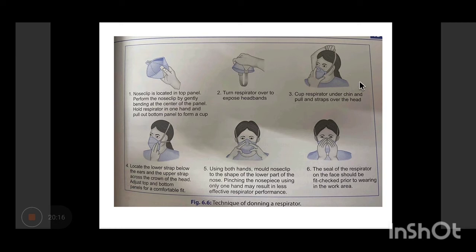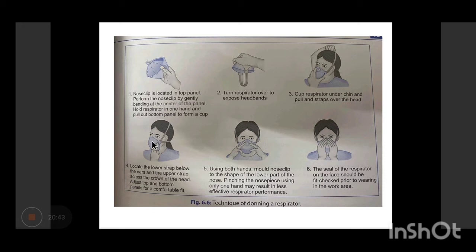Then turn over to the exposed headband, step 2, and then we'll bring the respirator under the chin and pull the strap over the head. Then locate the lower strap below the ears and the upper strap across the crown of the head.